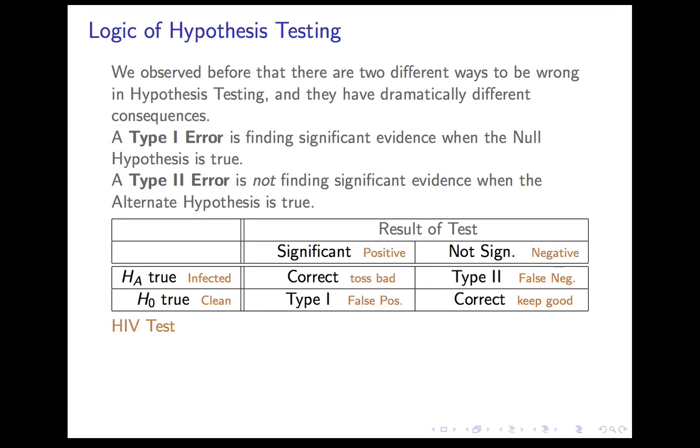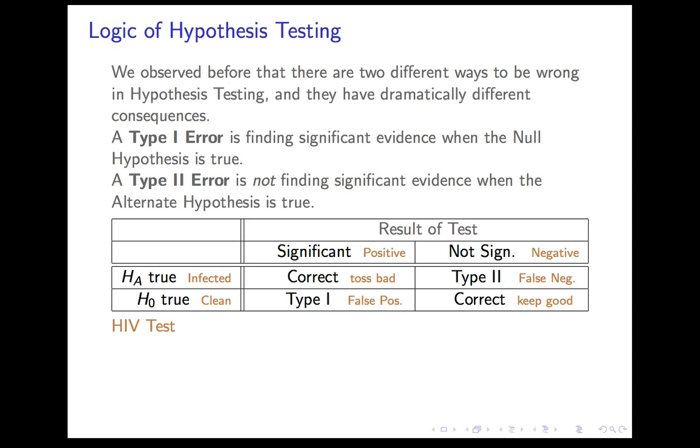In contrast, the other thing we talked about was testing blood for an HIV infection. Somebody donates blood, you're testing it to see whether it has HIV. If you find evidence that it has HIV.